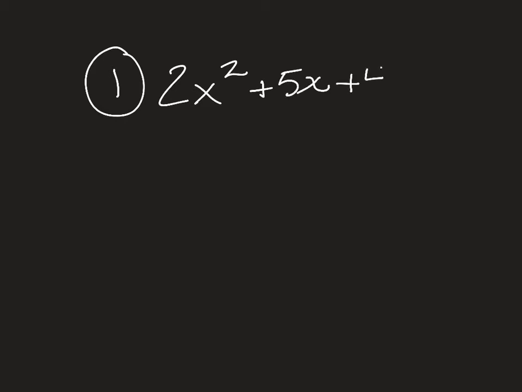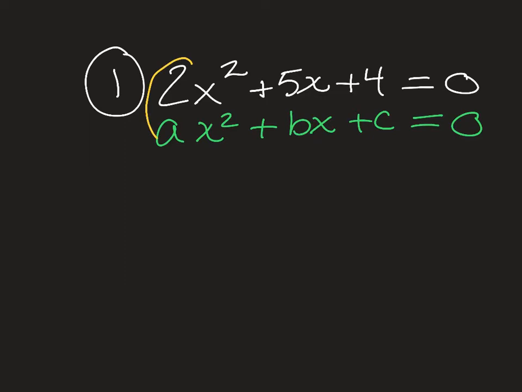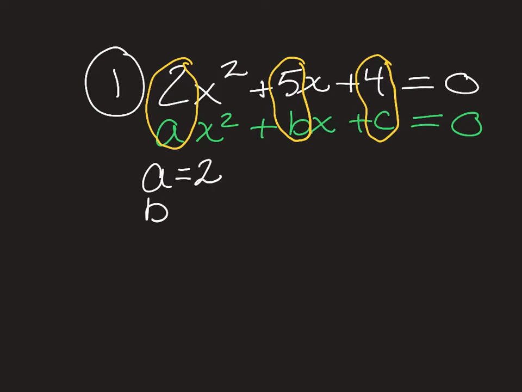So we're going to start with number 1. On 1 through 4, it says we just have to identify a, b, and c. So let's start with number 1. Number 1 says that we have 2x squared plus 5x plus 4 equals 0. So from the previous page, it had ax squared plus bx plus c equals 0. So the a is in front of the x squared, the b is in front of the x, and the c is the one that has no x on it. So for number 1, the answer is a equals 2, b equals 5, and c equals 4.